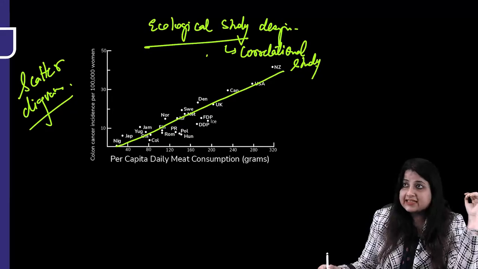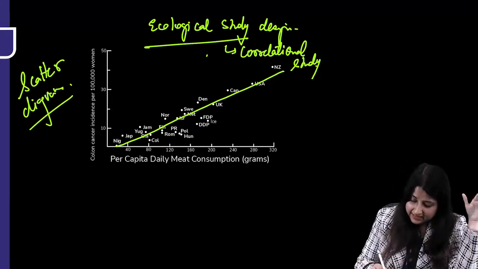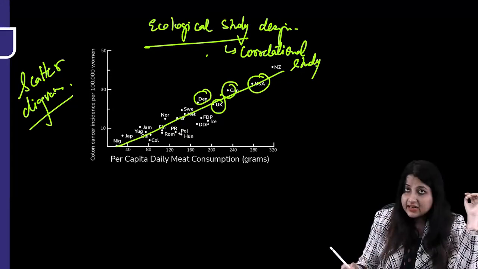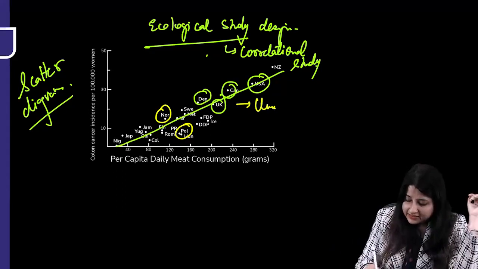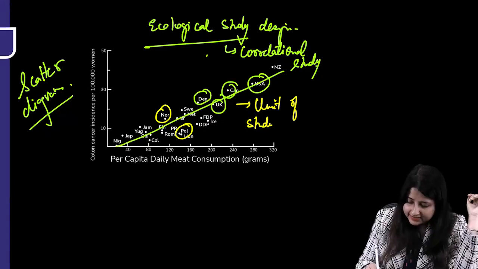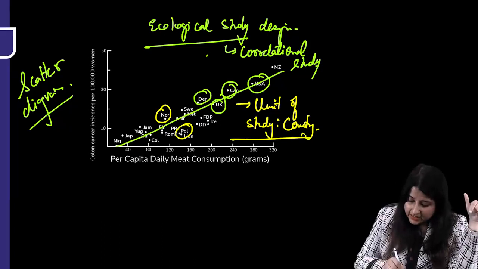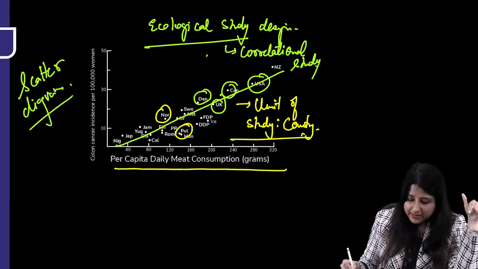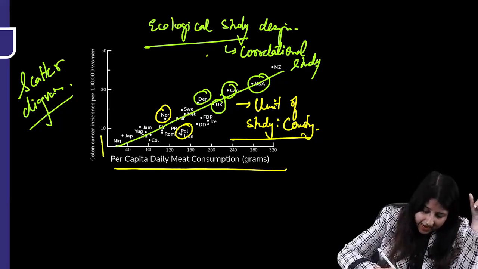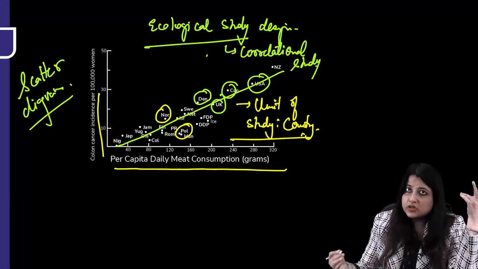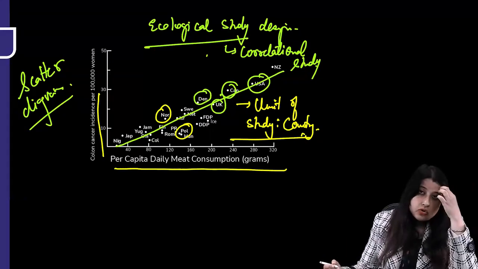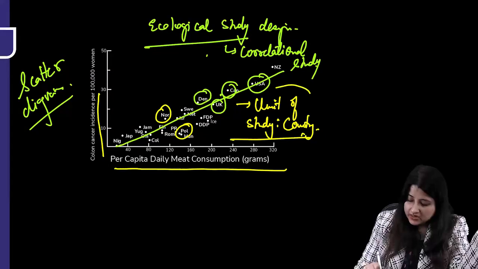Now in this study, let's first try to interpret it. If I draw a line like this, what am I studying? Denmark, UK, Canada, USA. They are all countries, right? So one thing is very clear: my unit of study over here is country. And I can very well say that those countries which have higher per capita daily meat consumption are reporting higher colon cancer incidence. This is the meaning of this. It's a positive correlation. So, ecological study design, what are we studying?